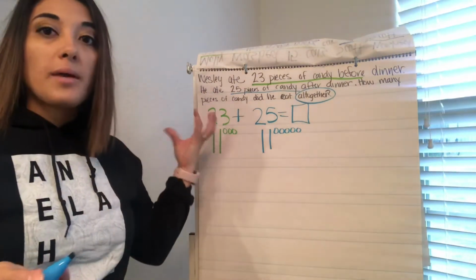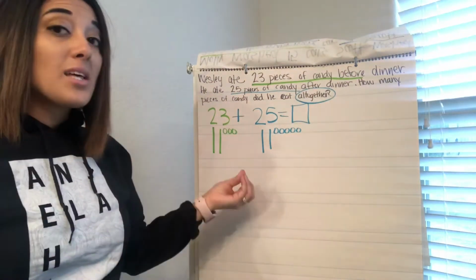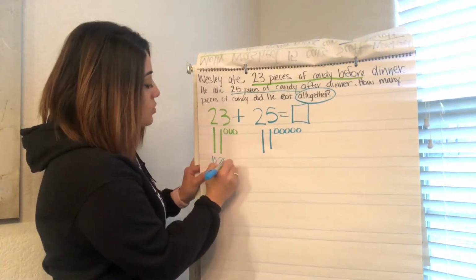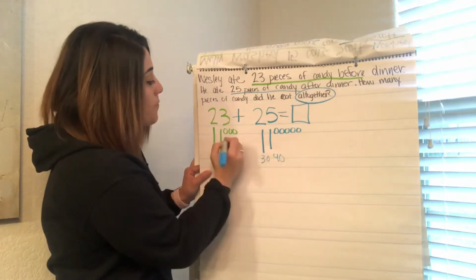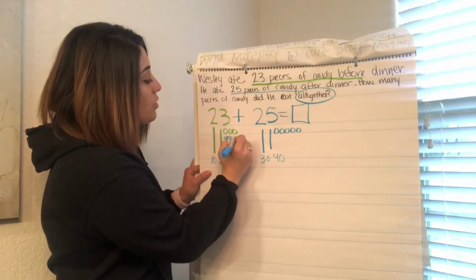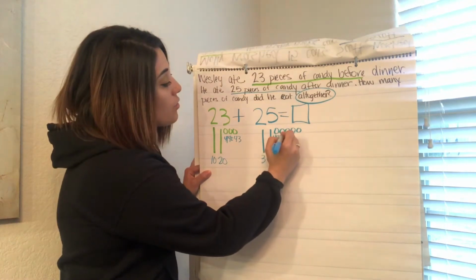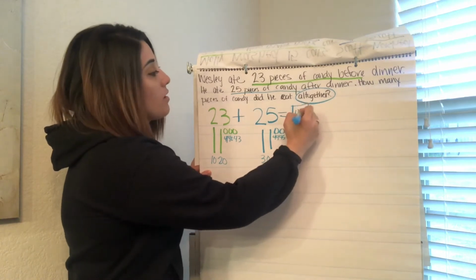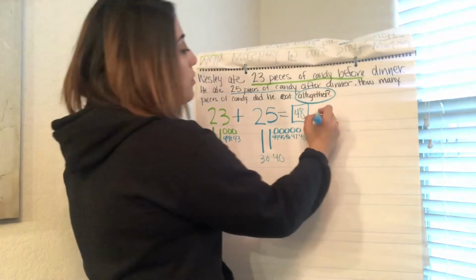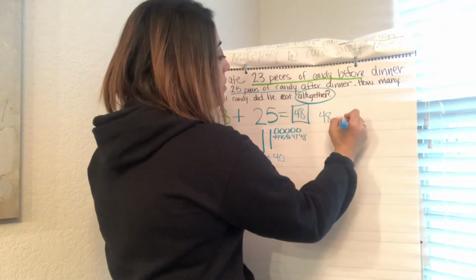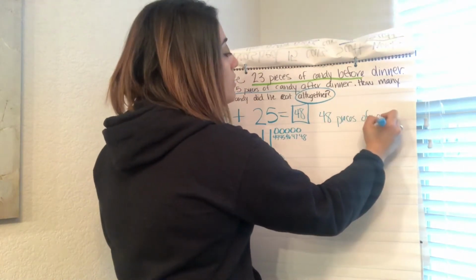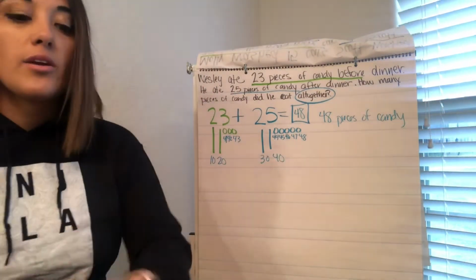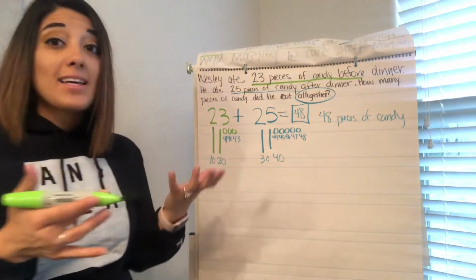So what I'm going to do when I'm counting it up and joining it together is count up my 10s first, and then I'm going to count up my 1s. So we've got 10, 20, 30, 40, 41, 42, 43, 44, 45, 46, 47, 48. And so the answer would be 48. To label that, you could do 48 pieces of candy.